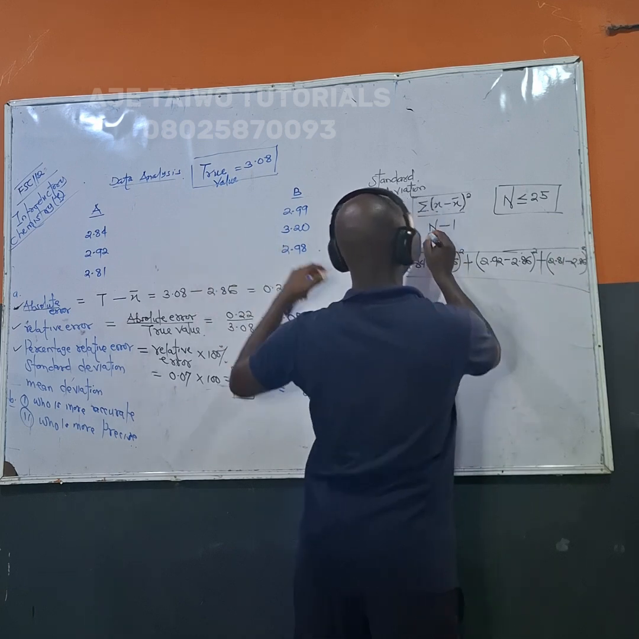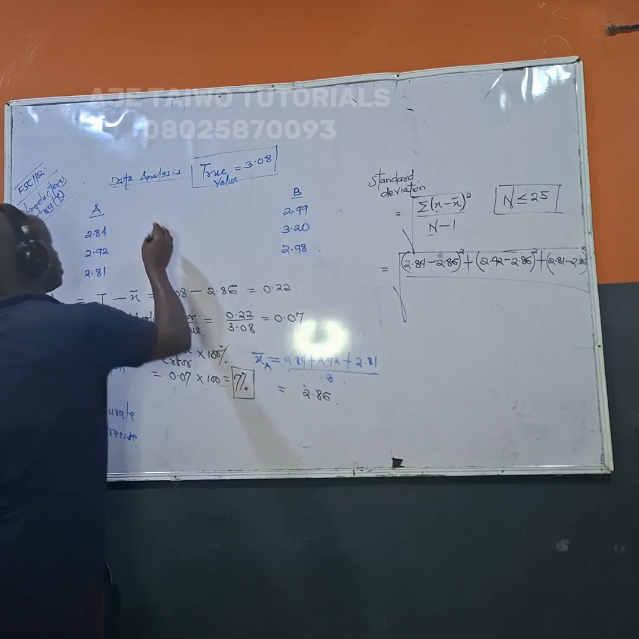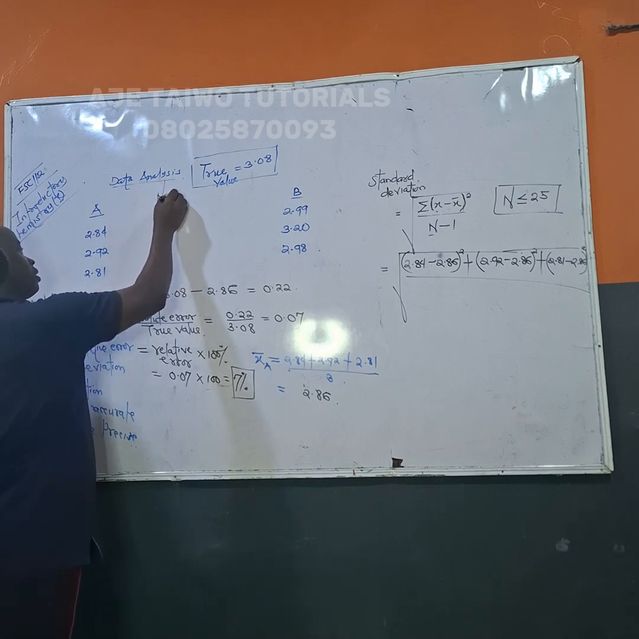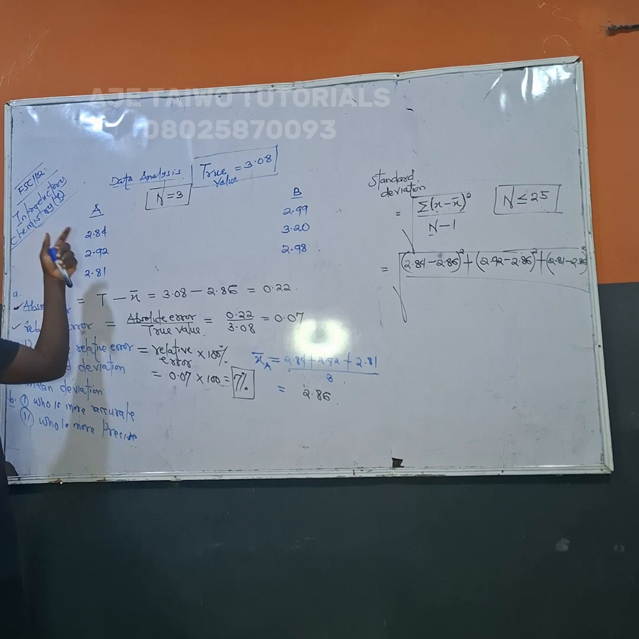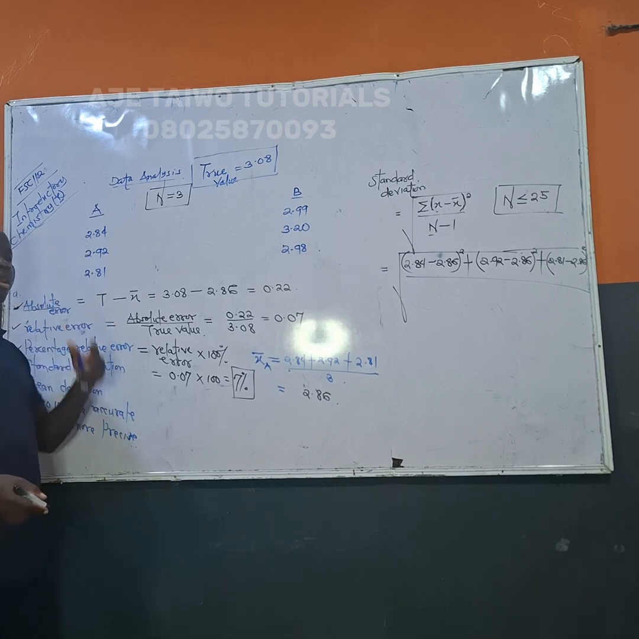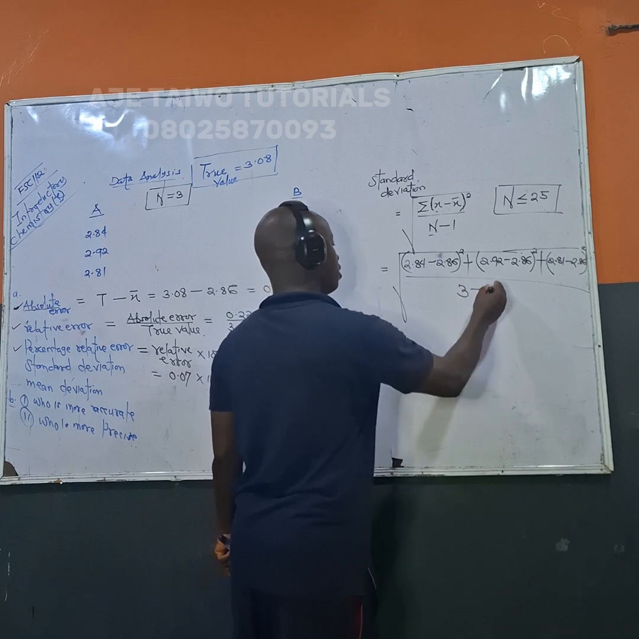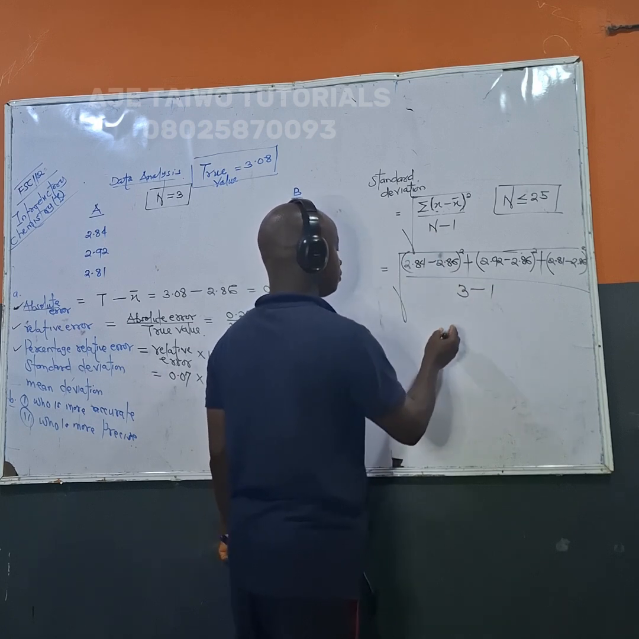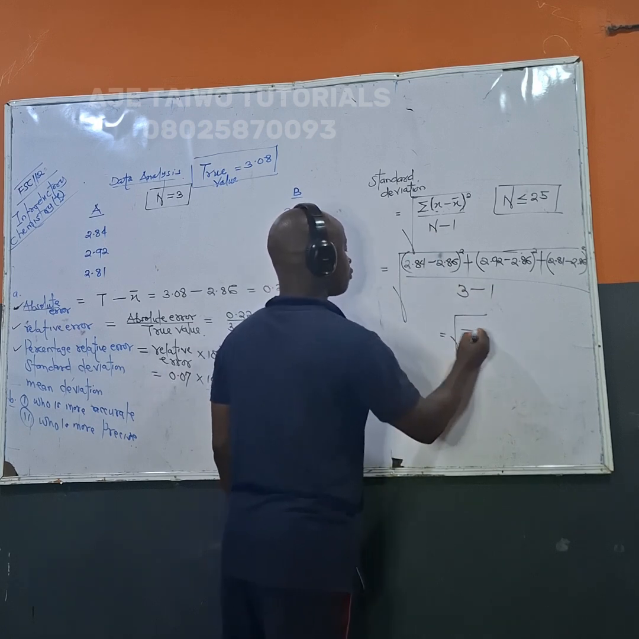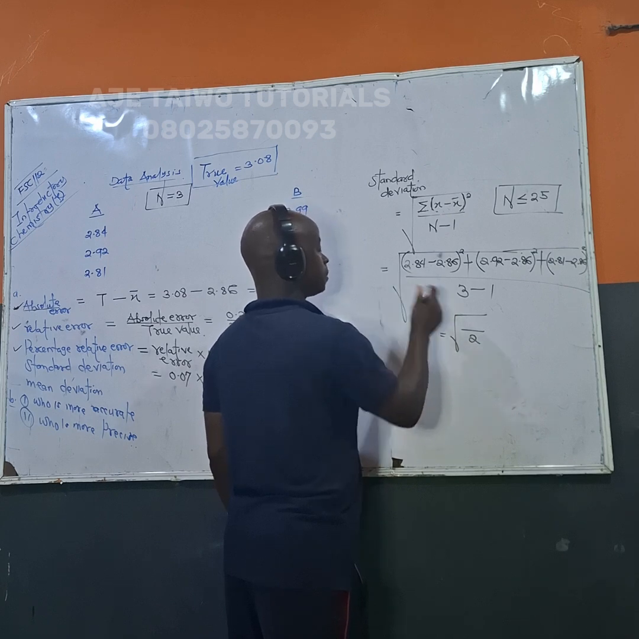All over. What's our n? What is n, class? N is 3. Because there are three data points presented. This is 3 minus 1. So this becomes square root of, please tell me.